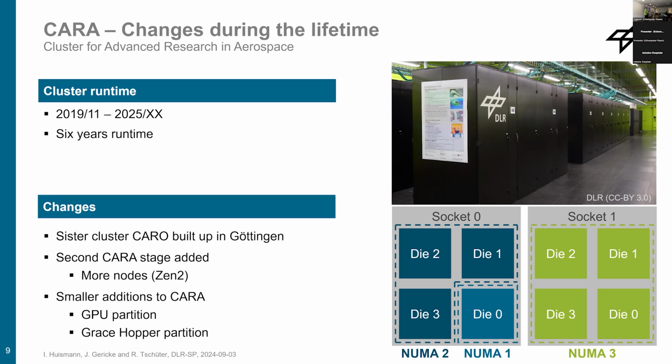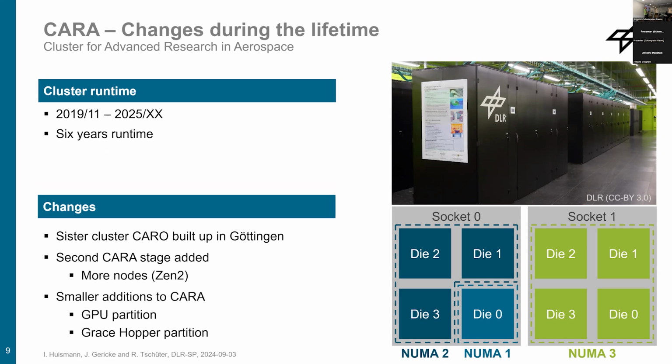Then the cluster started in 2019 and will run until approximately 2025. So still one year to run, so six years runtime. In between, we had a sister cluster brought up in Göttingen, very, very similar. It added a second stage, adding mainly more nodes using the Zen 2 architecture, and had other small additions such as a GPU partition and a Grace Hopper partition being added.